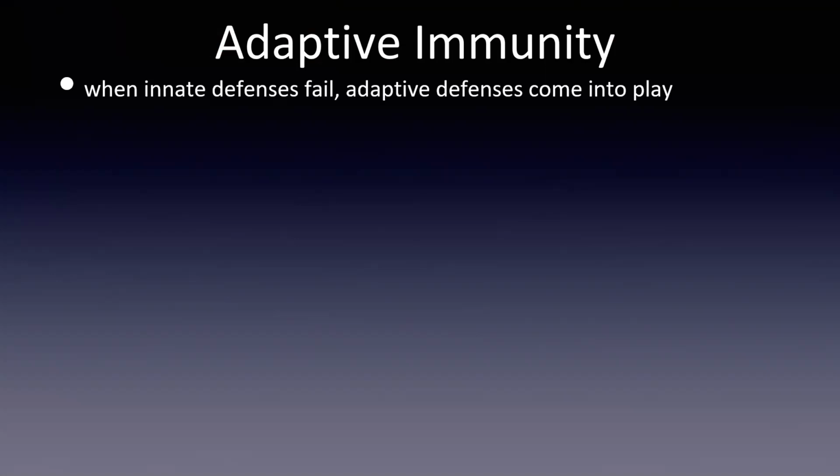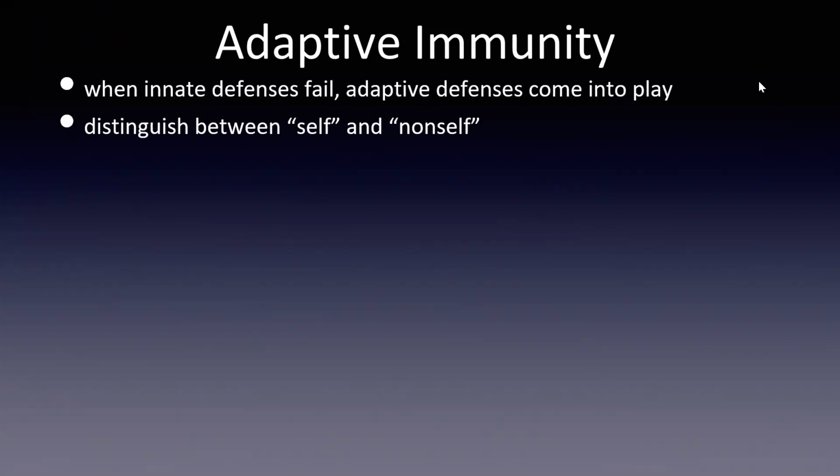So adaptive immunity will now be very specific about what is part of your own body, what's considered self-recognizing or non-self. As indicated by its name, adaptive, it means it adapts to things that happen in your body.